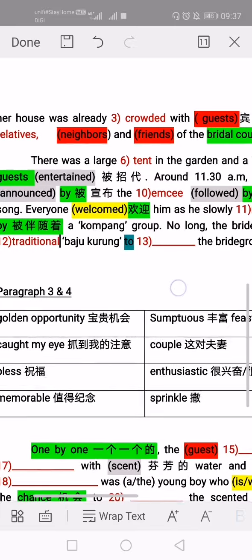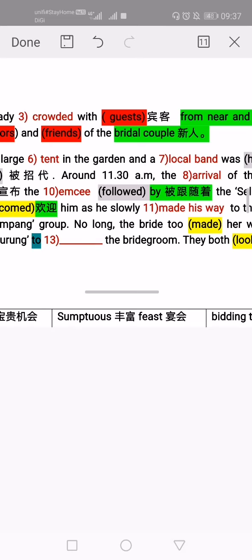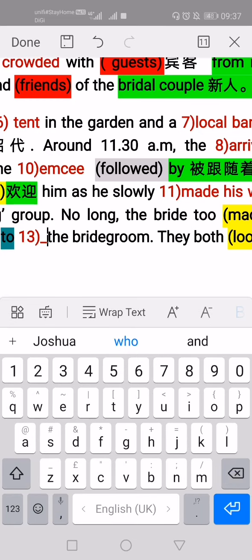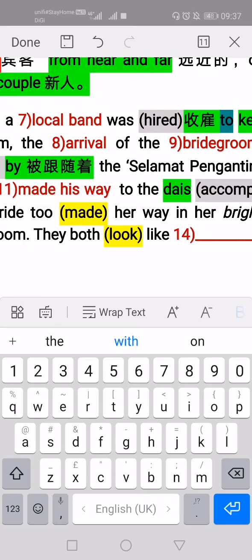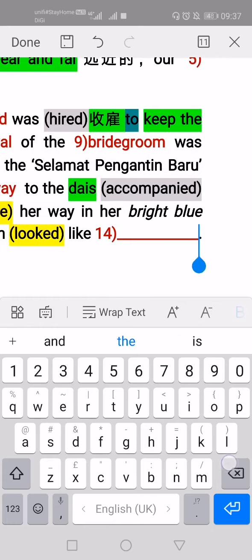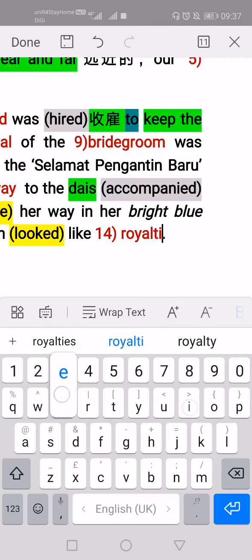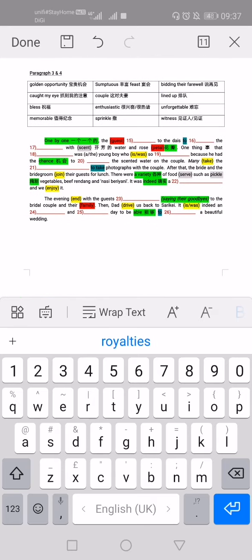Traditional baju kurung, to what? To 为了配他, 搭配他, match the bridegroom. They both look, 看起来, 看起来 like, 像. So past tense for look is looked, 看起来很像什么? 很像贵族, 这样说, royalties. Okay, that is paragraph 1 and paragraph 2. Let's go to paragraph 3 and paragraph 4.